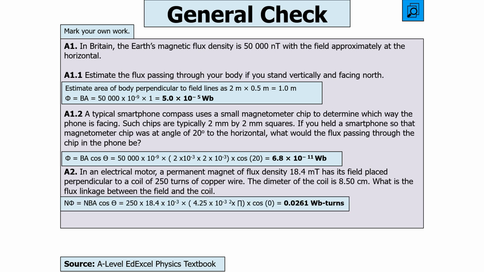In our next question here, we know that the flux linkage is BAN cos theta, so it's 250 N times our B, which is 18.4 times 10 to the minus 3, times our area, which is pi r squared, times cos theta, so therefore it equals 0.0216 Weber turns.